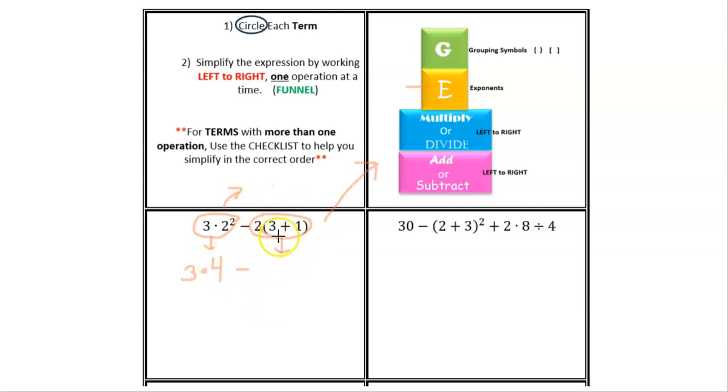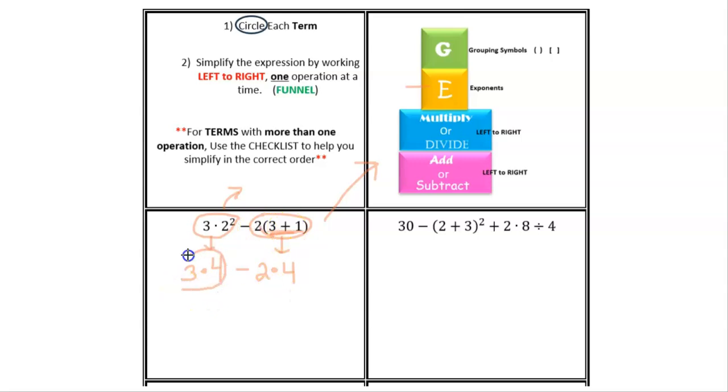Now we're going to look to this term and we're going to try to clean this up. Are there grouping symbols? Yes, 3 plus 1. So I'm going to bring the 2 times down because I haven't done that yet. I cleaned up inside here and I got 4, so I can drop those parentheses. So this is 2 times 4 now.